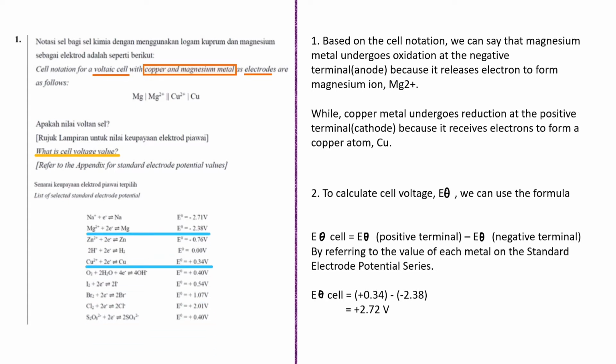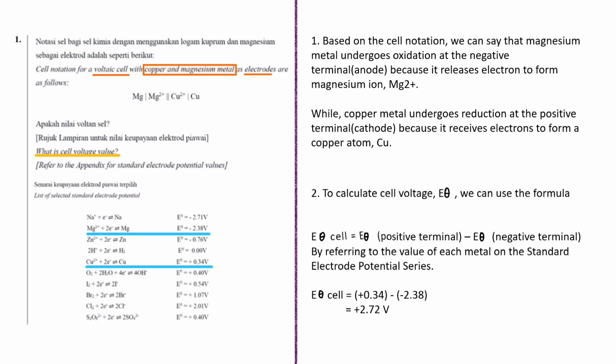Based on the cell notation, we can see that magnesium metal undergoes oxidation at the negative terminal, which is anode, because it releases electron to form magnesium ion Mg2+, while copper metal undergoes reduction at the positive terminal, which is cathode, because it receives electron to form a copper atom Cu.